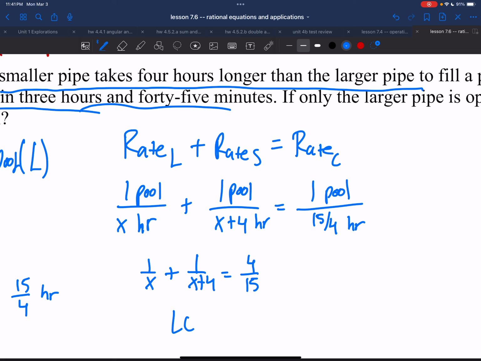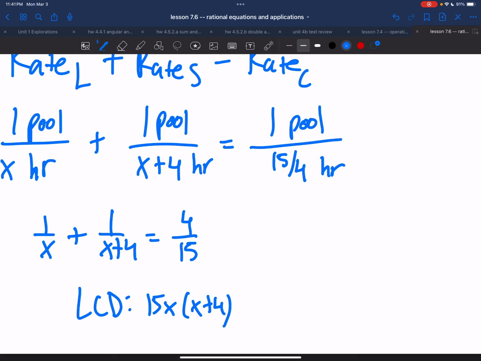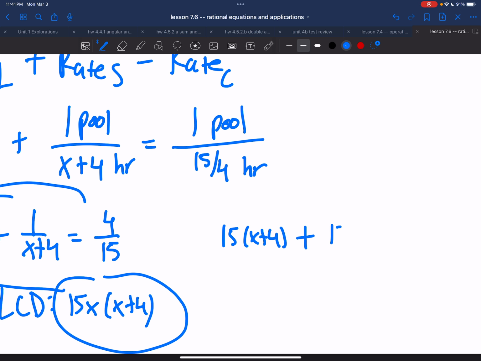So, my LCD is 15x times x plus 4. You need all 3 of those to multiply by. Once you go ahead and carry out this multiplication, pause if you need to, multiply the LCD to all 3 terms, you should get the following. The x's cancel, and you're left with 1 times 15 times x plus 4, plus the x plus 4's cancel, 1 times 15x, and then on the right side of the equation equals 4 over 15 times 15x times x plus 4. The 15's cancel, and you get 4x times x plus 4.